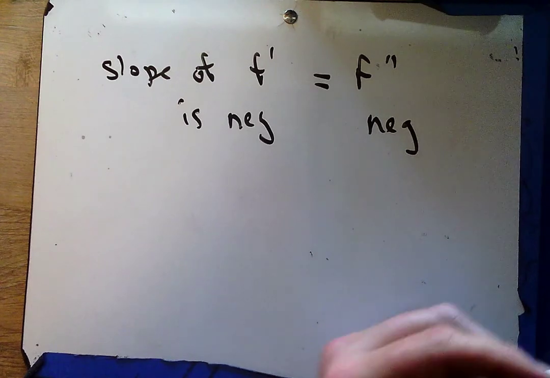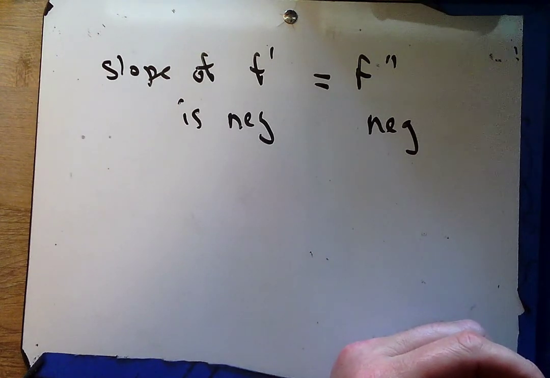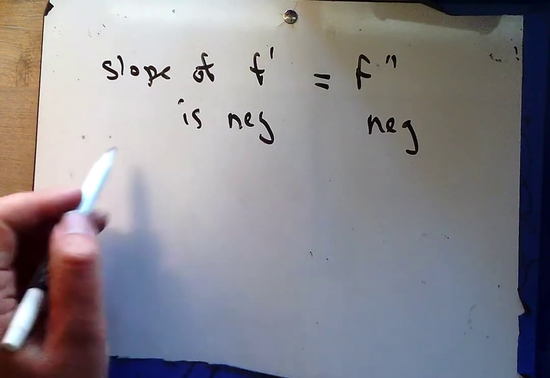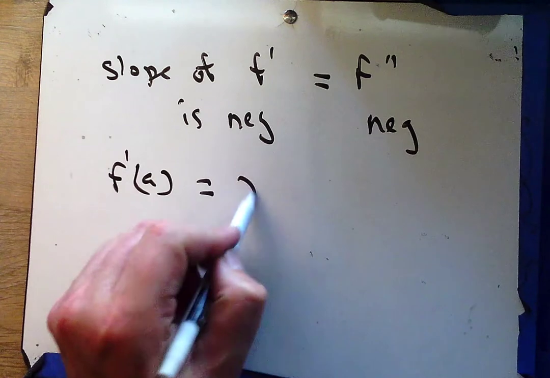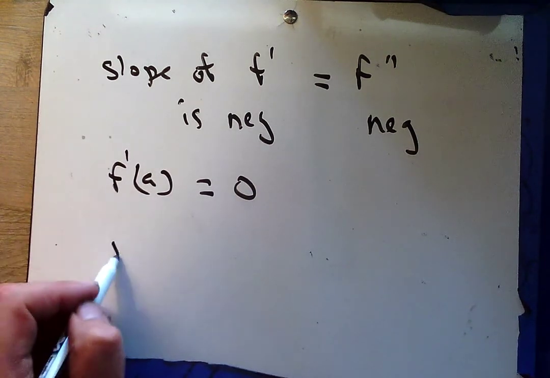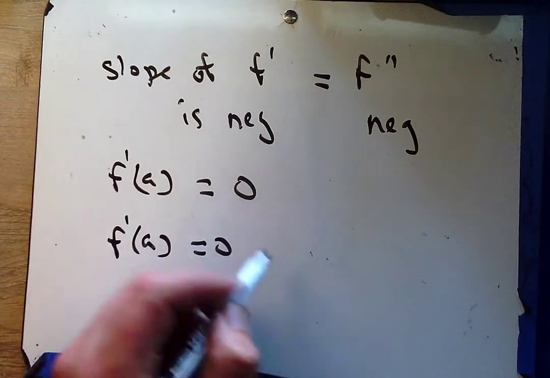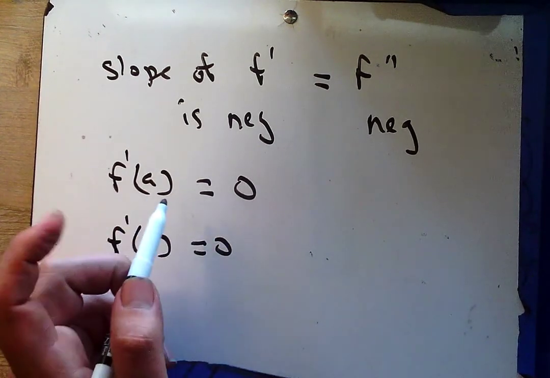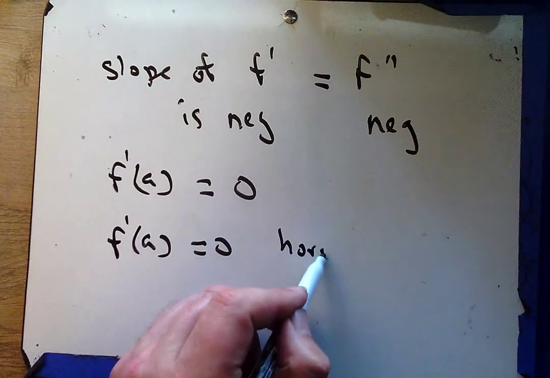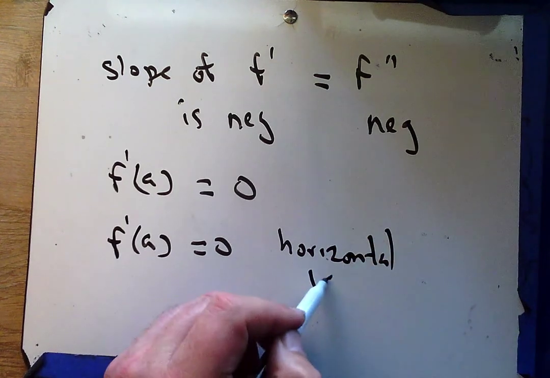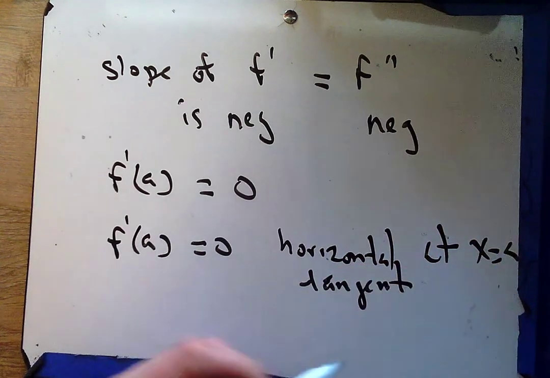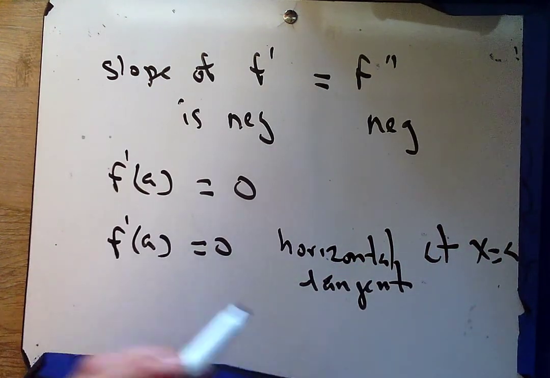Okay. 12. If f has a horizontal tangent, then f prime at a is 0. F prime of a is 0 if f has a horizontal tangent at x equals a. 13. F prime of a equals 0, then f has a, no, it's not max or min. It's horizontal tangent at x equals a. And what about horizontal tangent? Well, think about it.